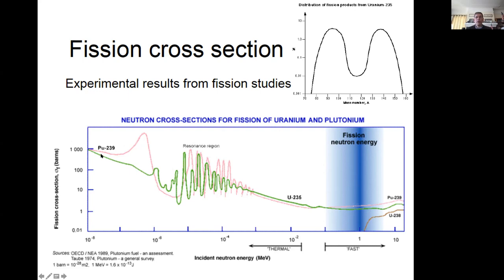Okay. Now, the other thing to pay attention to on this graph is this shaded blue region. You see it's most intense at around an MeV, and kind of trails off to lower energies and trails off to higher energies. This is roughly what's called a Watt spectrum. It's kind of a quasi-thermal spectrum of neutrons typical of fissioning species like this.